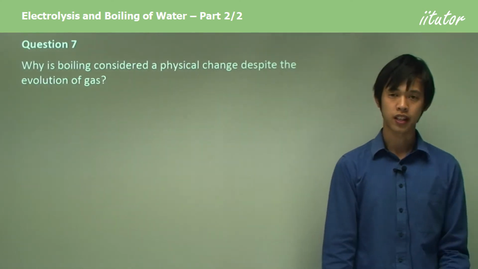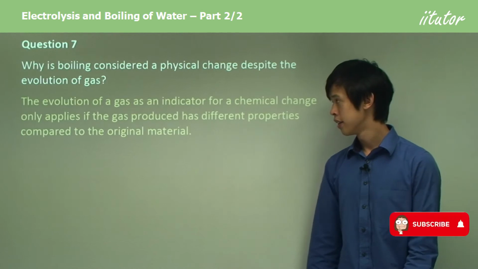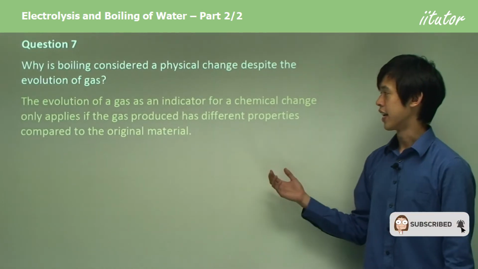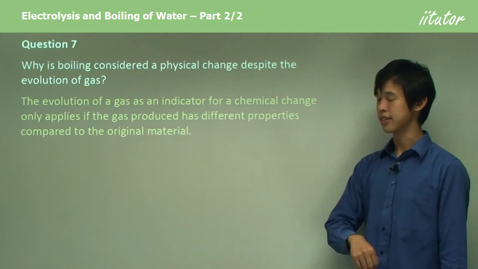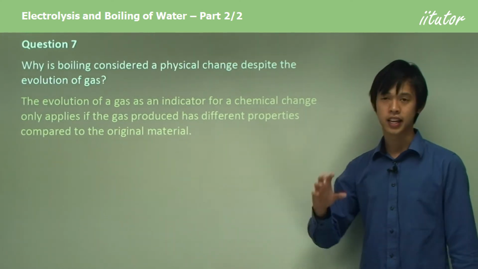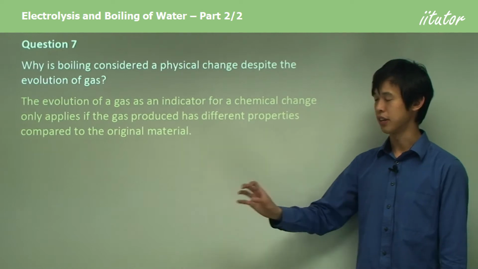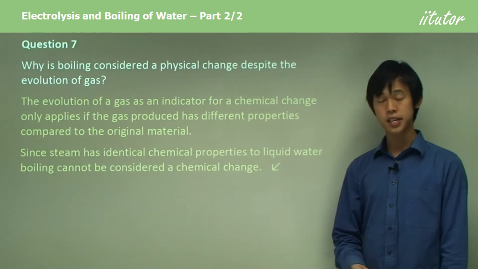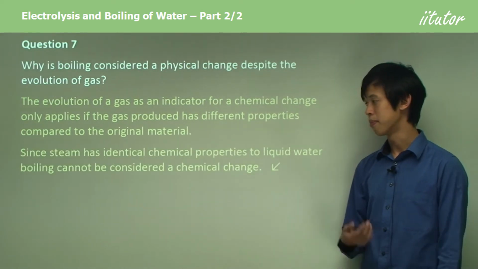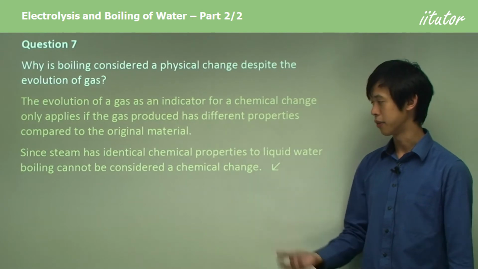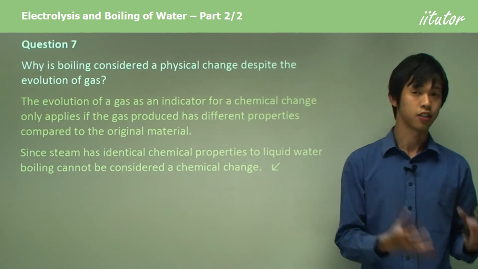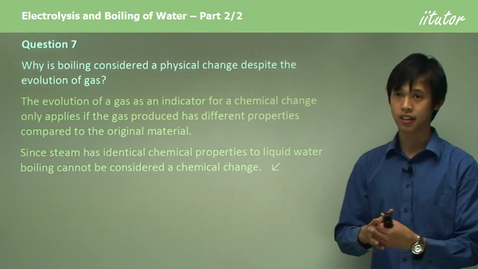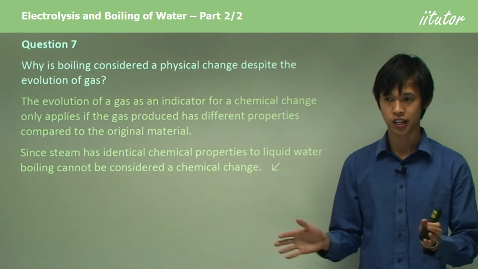So we looked at this at the end of last lesson. The evolution of a gas as an indicator for a chemical change only applies if the gas has different properties to the original material, remembering that it has different chemical properties to the original material. Since steam has identical chemical properties to liquid water, boiling can't be considered a chemical change because the steam has exactly the same chemical properties as the liquid water. So it's only a physical change. There's no chemical change at all.